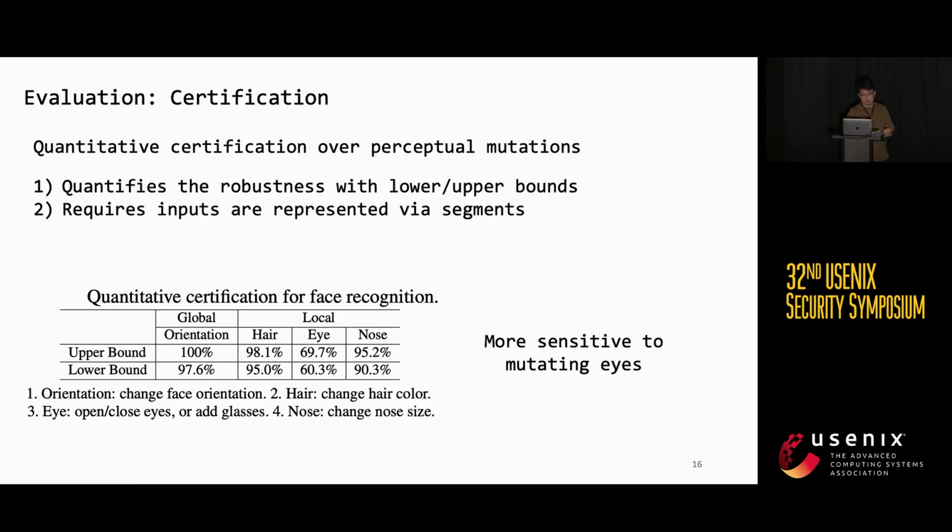We also incorporate our tool into the recent quantitative certification. The quantitative certification is more fine-grained. It gives lower and upper bounds for the target neural network's robustness. It requires that inputs to a target neural network should be represented as one segment or a chain of segments. This is true in our setting. We analyze the face recognition neural network and find that the neural network is more sensitive to mutations over some key facial attributes such as eyes. And in contrast, mutation of global properties like face orientation can hardly change the neural network's prediction.